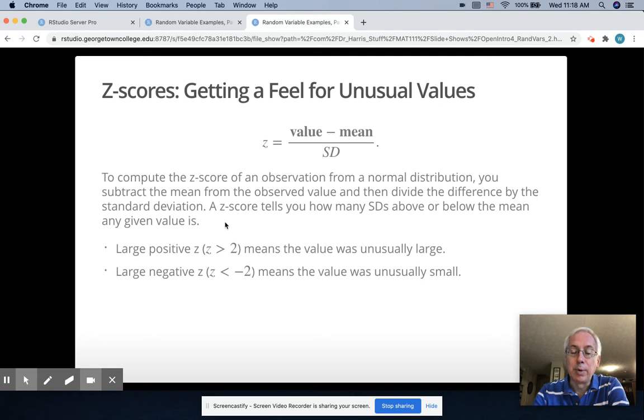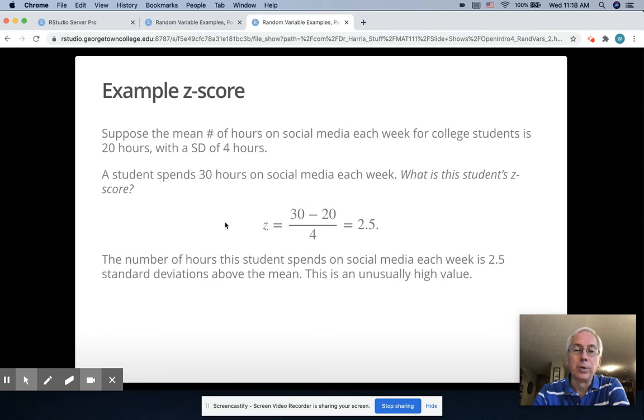Let's look at an example that we're going to pay a lot of attention to through much of the rest of the slideshow. Suppose that the mean number of hours on social media each week for college students is 20, and the standard deviation is 4. You can decide whether or not that's reasonable for you, but we're going to roll with it in this slideshow. Suppose you've got a student who spends 30 hours on social media each week. What's the z-score of that student?